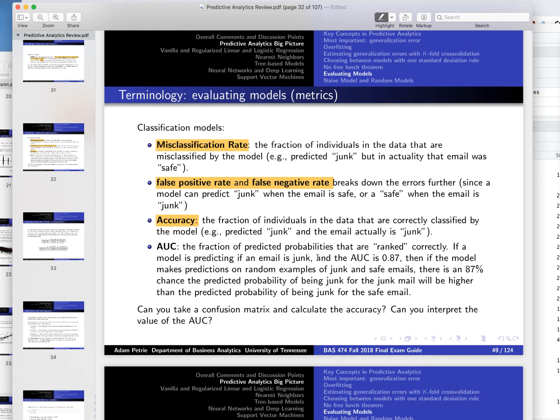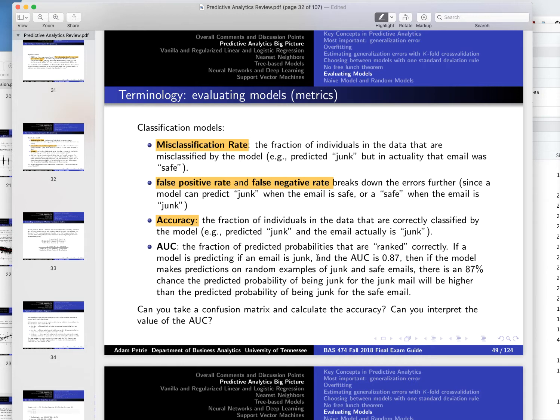We don't want a safe email coming off as a junk email, according to our model, getting siphoned away so we never actually get to see it. So it's not necessarily the overall accuracy of the model that matters. It's more making sure that the safe emails actually get to us. We might be okay with a rogue junk mail or two getting in there. Sometimes we want to minimize false positive rates or false negative rates depending on the context.